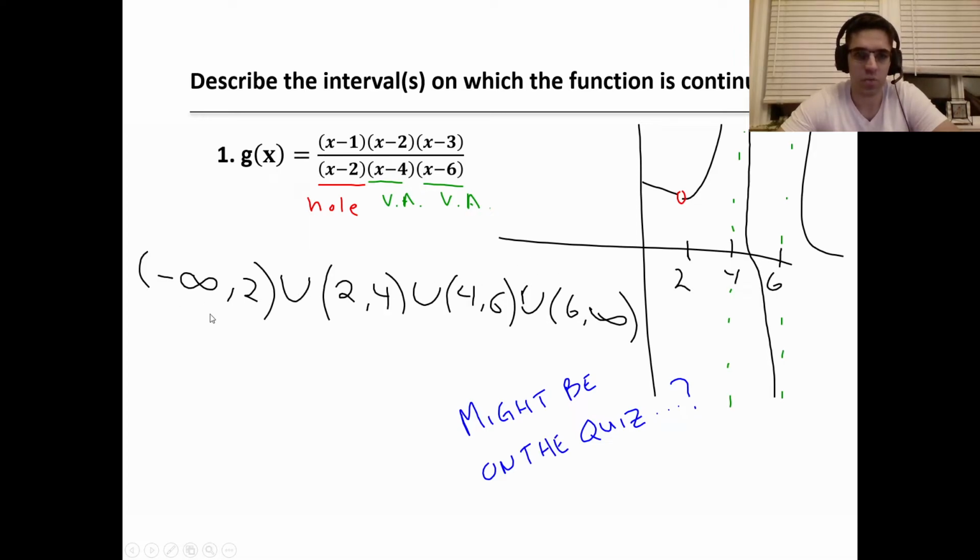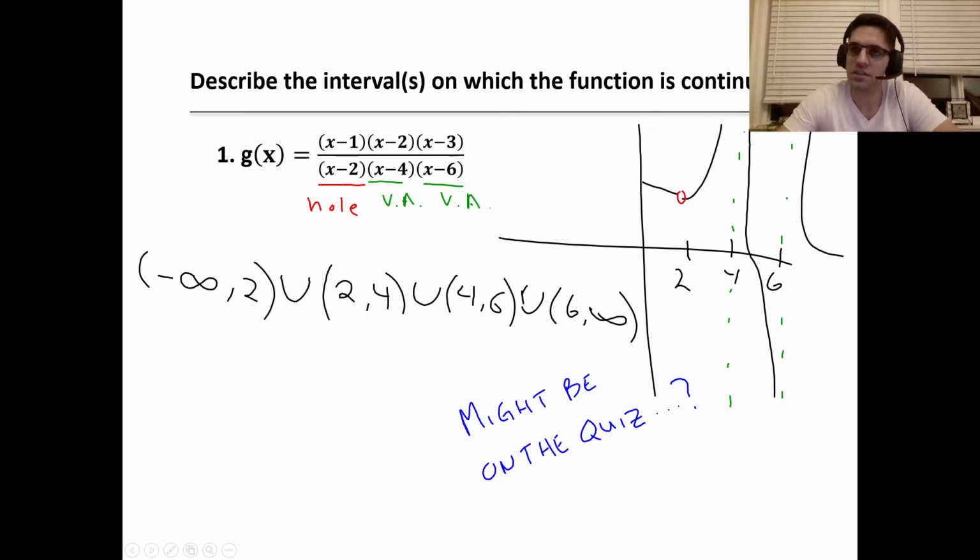And so we can write a notation for our intervals of continuity like this: negative infinity to 2, but not including 2, in unison with 2 to 4, not including 2 or 4, in unison with 4 to 6, also not including 4 or 6, in unison with 6 to infinity, not including 6.